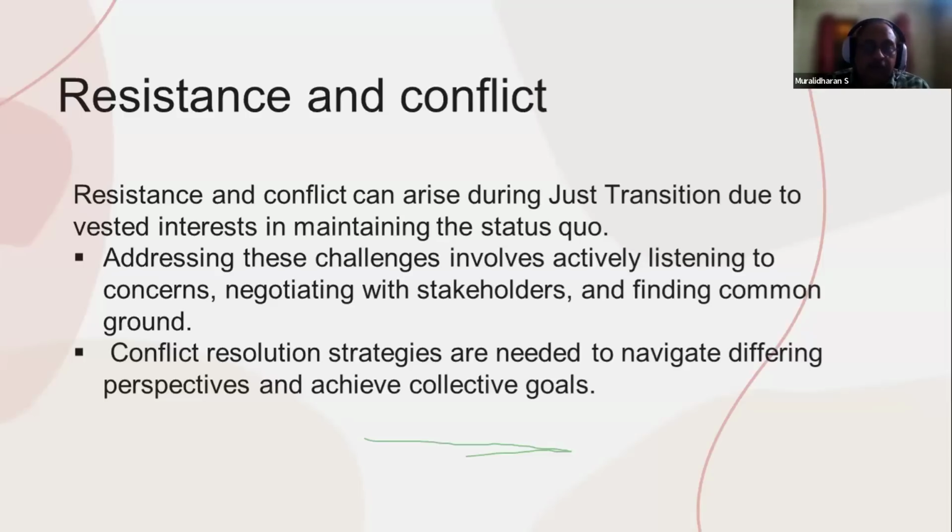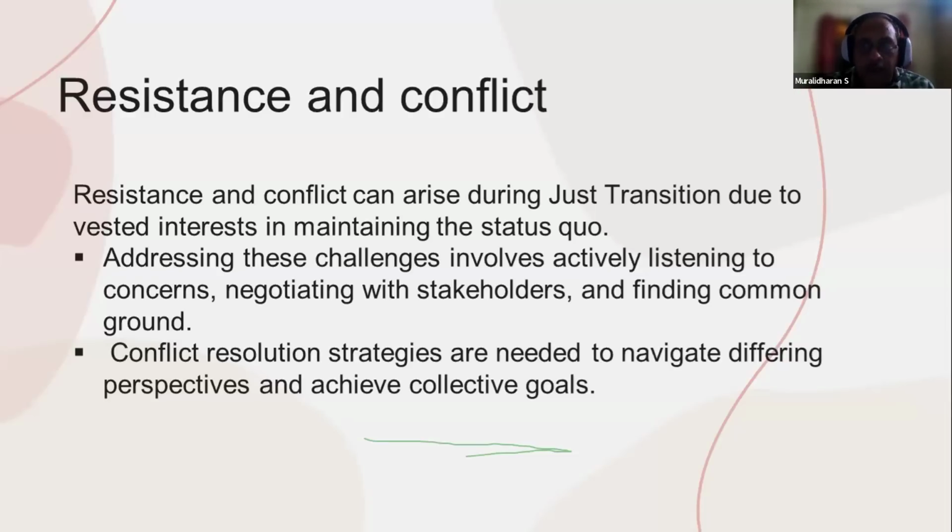So addressing these challenges involves actively listening to the concerns, negotiating, and finding a common ground. So this is a fundamental thing when we look at the stakeholder engagement and coming to not a compromise, but looking into coming to a common approach which will be followed. So conflict resolution and strategies are needed to navigate different perspectives which are likely to be there between nations, or even within a nation, between the states, or even within the state. It could be from one location to other location.